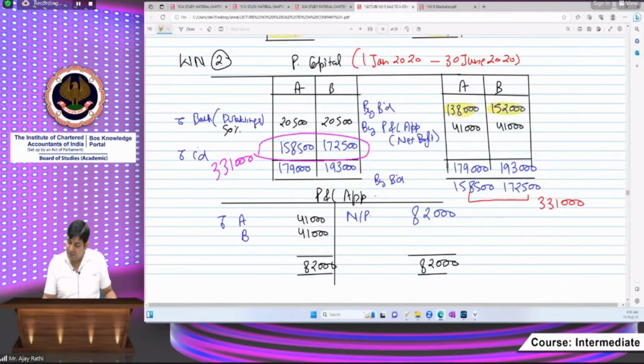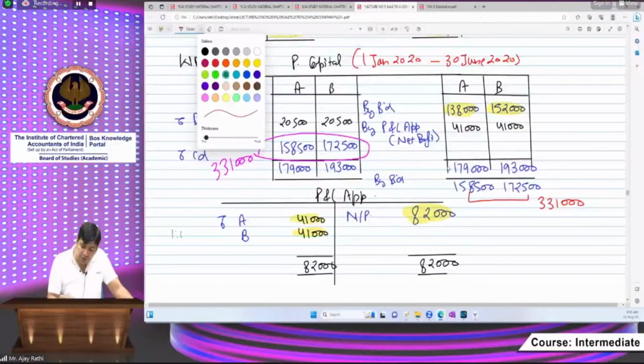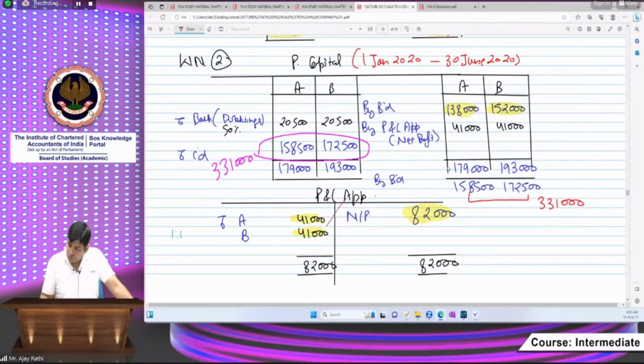And beta, since you have the understanding properly that 82,000 is the 6-month profit, now you are preparing the P&L appropriation, and you have the equal ratio. Since you have the equal ratio, you are distributing it equally. 41,000 each has to be distributed equally. So beta, you have posted this figure to your partners' capital account.